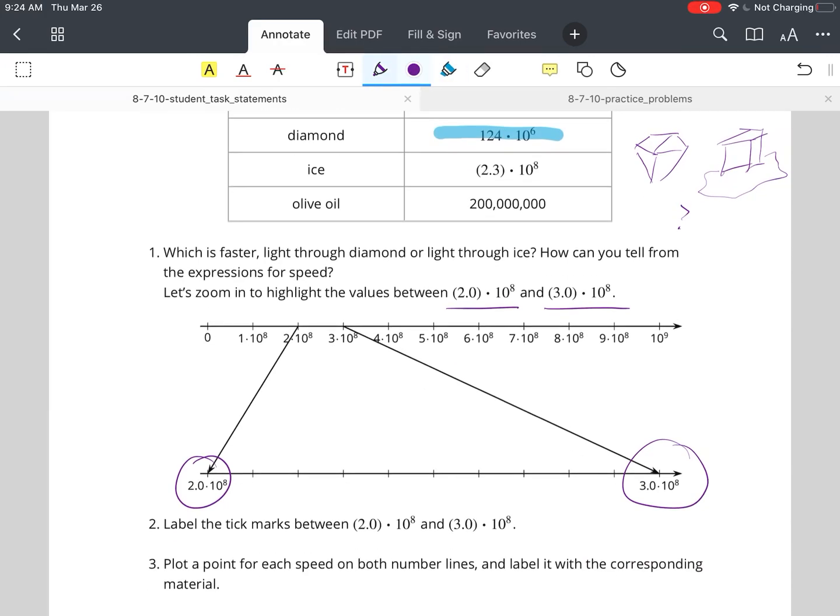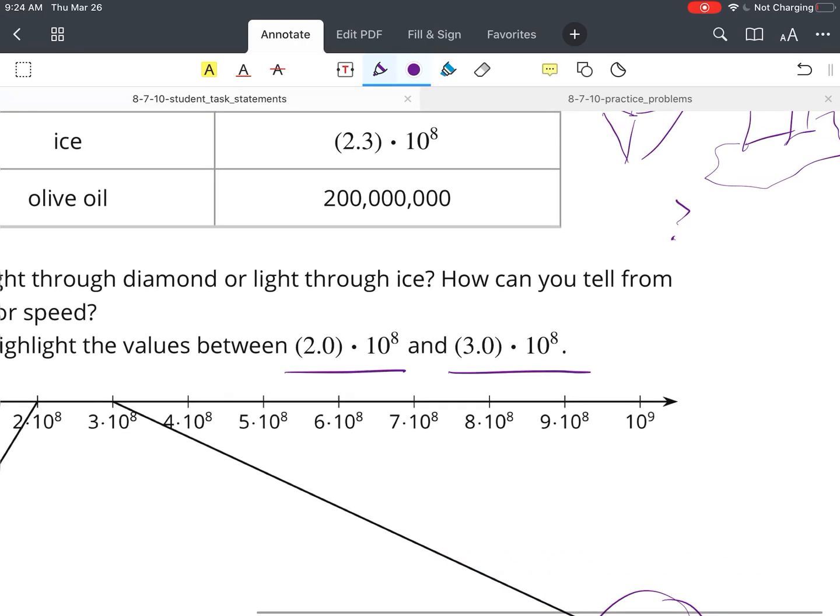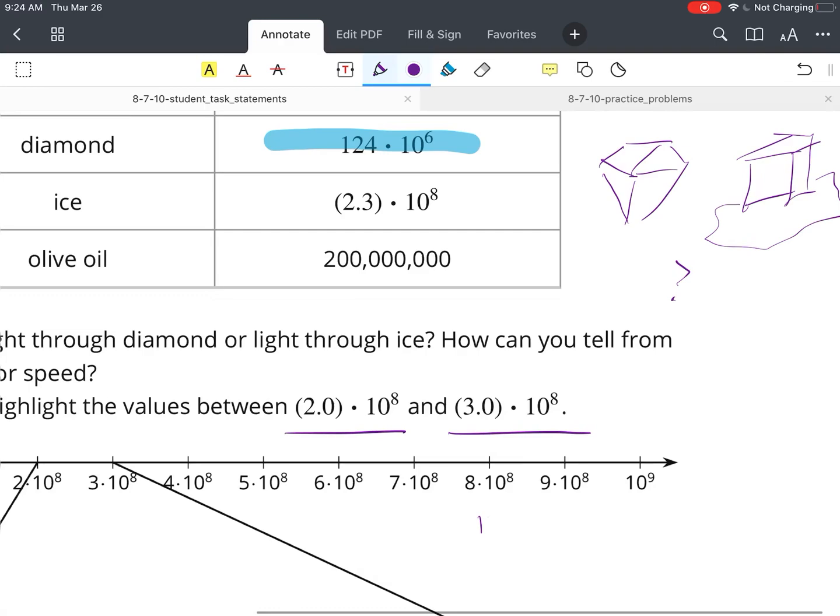So there's this one here. Okay, so let's do the math work over here. 124 times 10 to the 6th. If we're going to move the decimal over, right, the decimal's technically there. If we move it twice to the left, this means we're going to have to increase the exponent by 2. 1.24 times 10 to the 8th, and that's diamond.